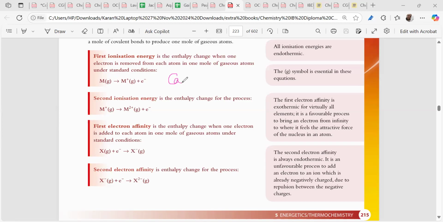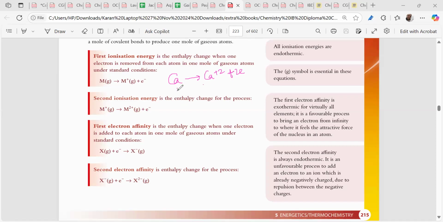Suppose I'm taking calcium. Calcium loses 2 electrons, right? But does it lose these electrons in one go? It does not lose them in one go. You have to remember this. If you see calcium, calcium will be losing 2 electrons. But does it lose these 2 electrons in one go? It won't. Why? Because first, what happens?